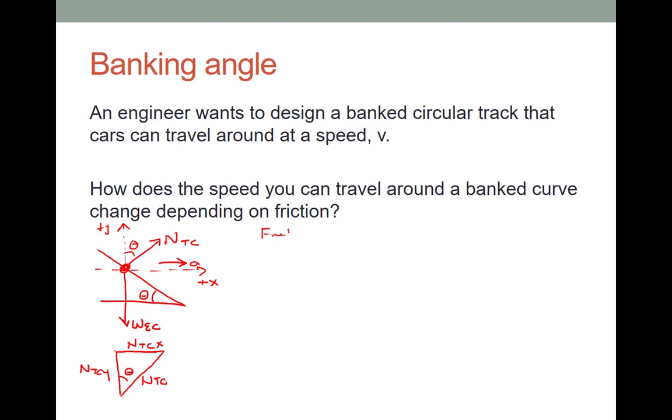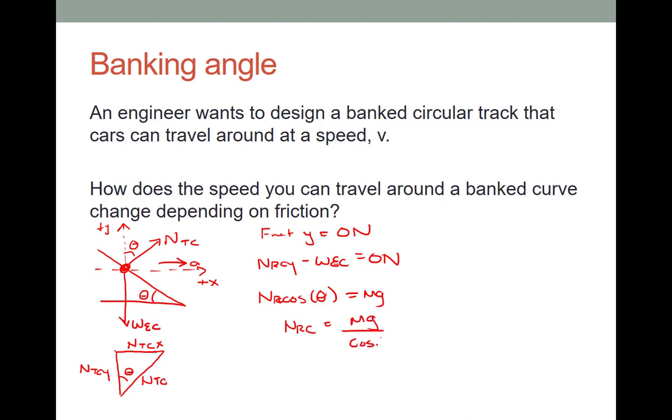If I look vertical, there's no acceleration in that direction. So the net force in the y direction is 0. That tells me that the normal force in the y direction minus the weight has to equal 0, which allows me to solve for the normal force in terms of the weight and the angle of the track.